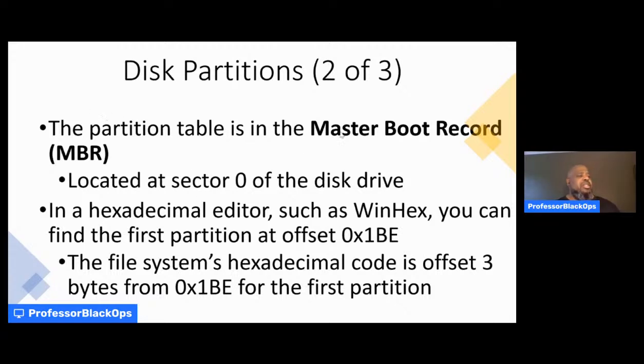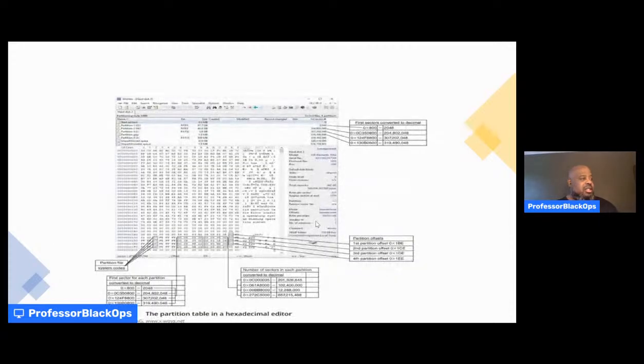In the partition table, there's a master boot record located on sector 0 of the drive. In a hexadecimal editor, you can find the first partition at 01BE. The file system hexadecimal code is offset 3 bytes from 01BE for the first partition. Let me make that bigger. That's hard to read, but if you look in the boxes down there, it shows you 1BE, the first partition. After that, the second partition is at CE, DE, and 1EE, right?